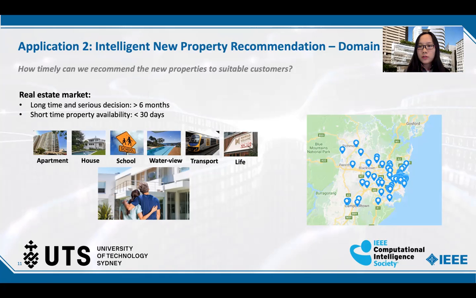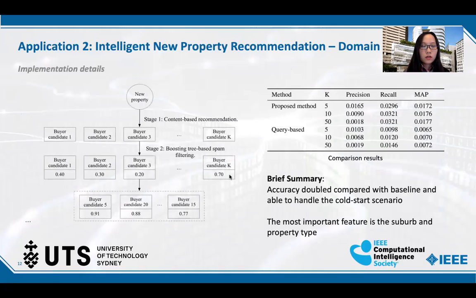So we take into consideration all those factors when customers are buying a house, whether it's an apartment or house, whether it's in a school zone, or whether it has convenient transport, or whether it has a good lifestyle. So we built a two-stage model. In the first stage, we use content-based recommendation and take all those features we mentioned into consideration and select buyer candidates.